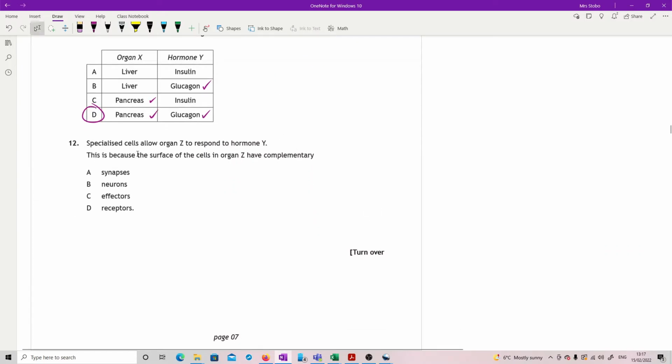Okay, question 12 says, specialised cells allow organ Z to respond to hormone Y. This is because the surface of the cells in organ Z have complementary receptors, you just have to know it, because they have to lock on.